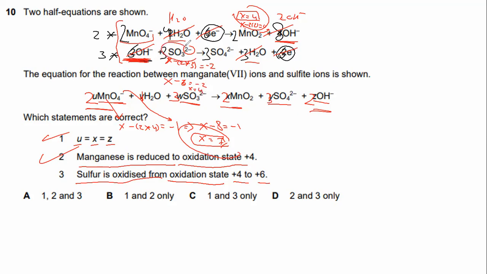So here x was +4. If you use the same method that I did, you will find S here equal to +6. So this one is correct. So option A here is the correct option. Right. Let's move to the next question.